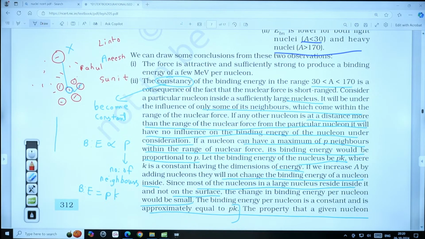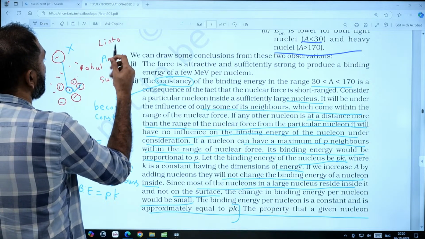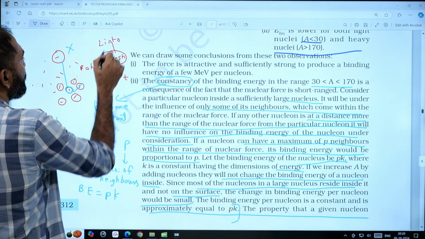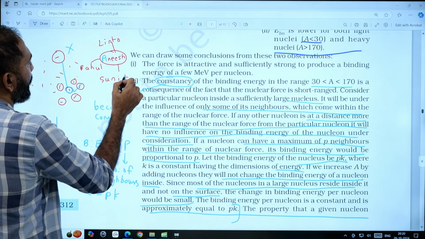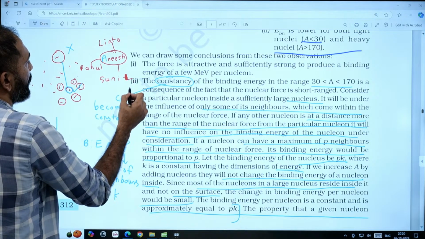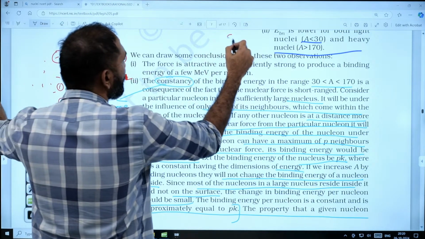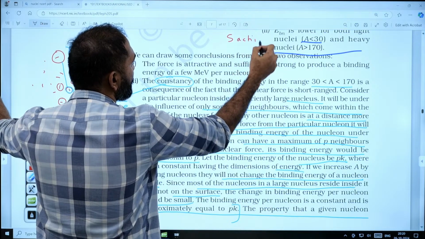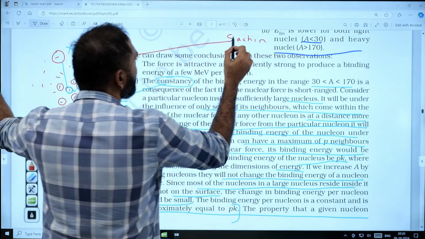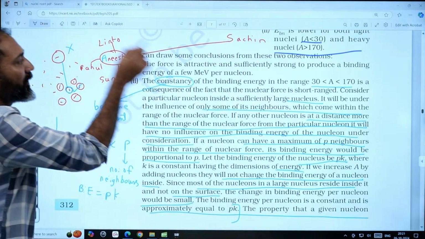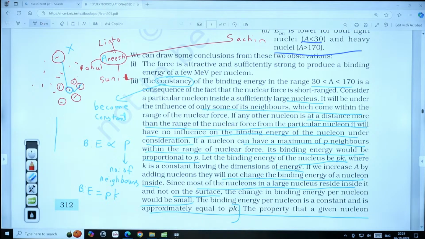Suppose at the center of a nucleus, there is a nucleon called Anish. So this Anish is under the influence of Lindo, Rahul, Sunil, only because nuclear force is a short range force. Suppose there is another nucleon called Sachin, who is at a large distance from Anish. Sachin will not have any influence on Anish. Why? Because nuclear forces are short range forces.